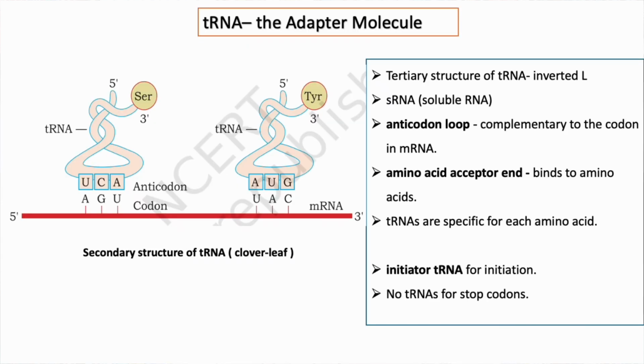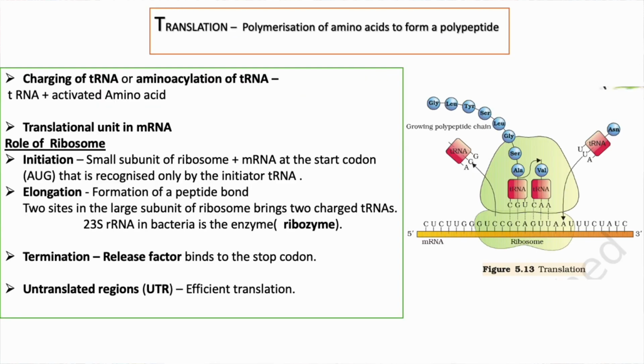The structure of tRNA and the components of tRNA, learn these diagrams. Under translation, on the screen now we can see a translation unit, and the important headings which you have to learn are the process of charging of tRNA or aminoacylation of tRNA, the components of a translation unit which includes ribosomes and mRNA, the process of initiation, elongation and termination, and the significance of untranslated regions.